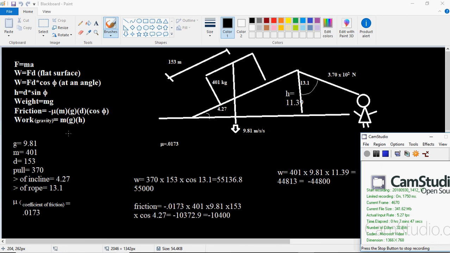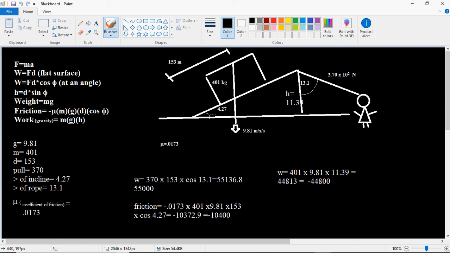Now we were asked to find the work done by gravity. Okay, and the formula for this is mass times gravity times height. Now they didn't give us height, okay, but they gave us a way to figure height out. And height is displacement times sine theta, okay? So we're doing our sine right here, sine of 4.27, and we're going to multiply it by our displacement, which is 153 meters, and that will give us a height of roughly 11.39 meters.